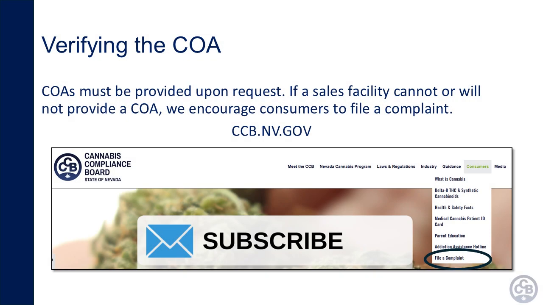Sales facilities must provide a COA if requested. If the sales facility does not comply with a request, the CCB encourages consumers to file a complaint. To file a complaint, please visit the CCB website at ccb.nv.gov. In the upper right-hand corner, click the Consumers tab and click on File a Complaint. This will take you to the Acela complaint form. If watching this on YouTube, you'll find a link to Acela in the video description below.